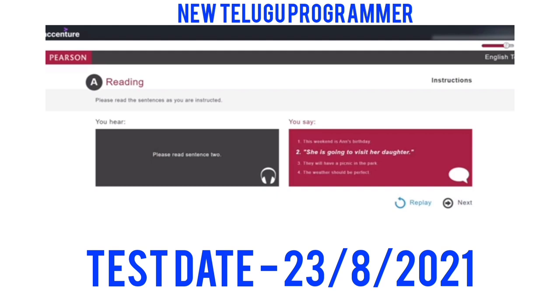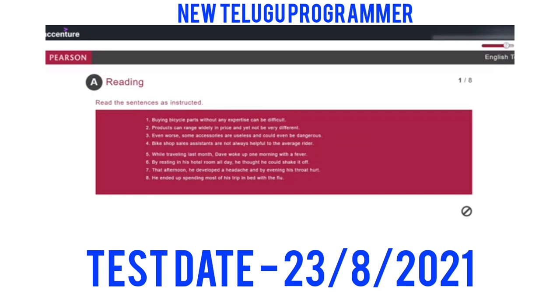Part A. Reading. Please read the sentences as you are instructed. Please read sentence 1. Now read sentence 2. Now please read sentence 3. Now read sentence 4. Now read sentence 5. Please read sentence 6. Now read sentence 7. Now read sentence 8.